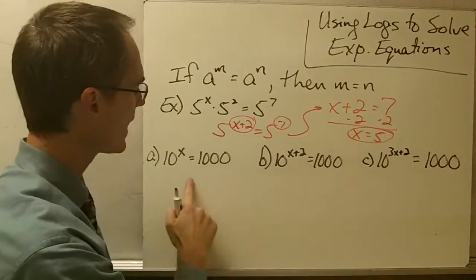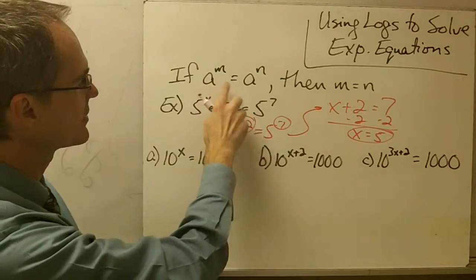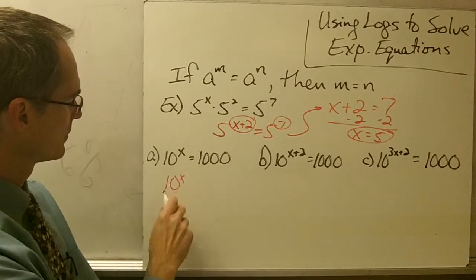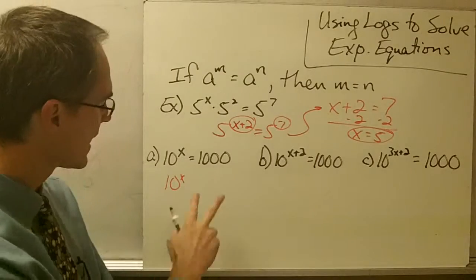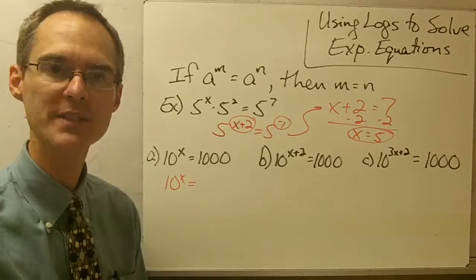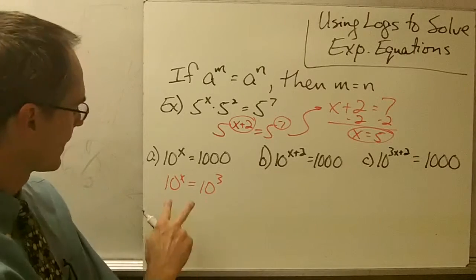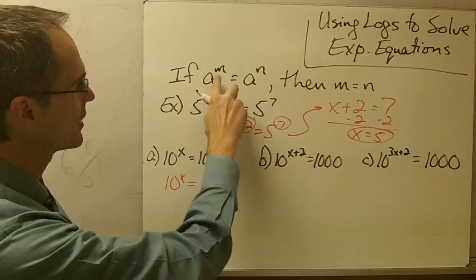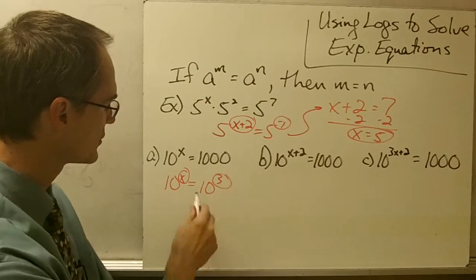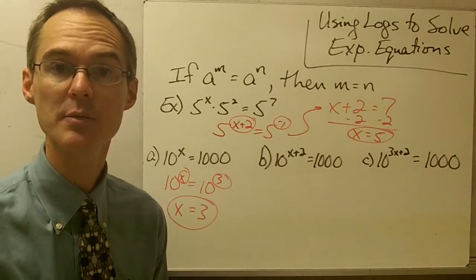Well, I can do that with these equations also because, even though it may not look like it, I actually have exactly this situation. Notice that here I have an expression that has 10 as its base. And on the right side, 1,000, I can express that number as a power of 10 also. 1,000 is equal to 10 to the third power. Well, once again, I have this situation. A number to a power equals that same number to another power. So that means I can just set those exponents equal to each other. x equals 3, and I've solved that exponential equation.